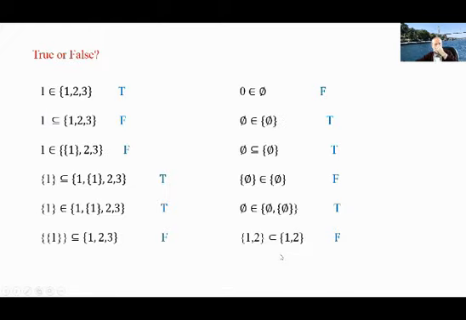Let's take some examples here. Does 1 belong to the set {1, 2, 3}? Yes, because this element is right here. Now, is 1 included in this? That is false because inclusion only treats sets. This is not a set, so you can't do that. Is 1 included in this set? The answer is no, because this is the number 1. This is a set containing the number 1. So that is not true.